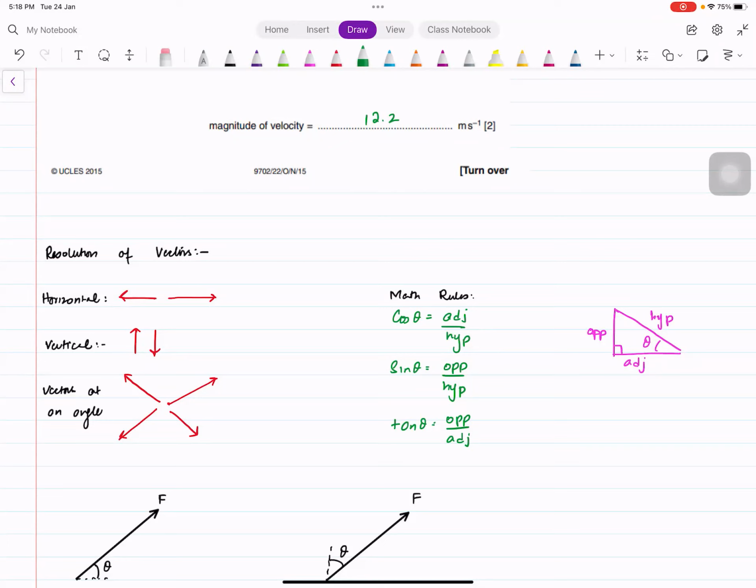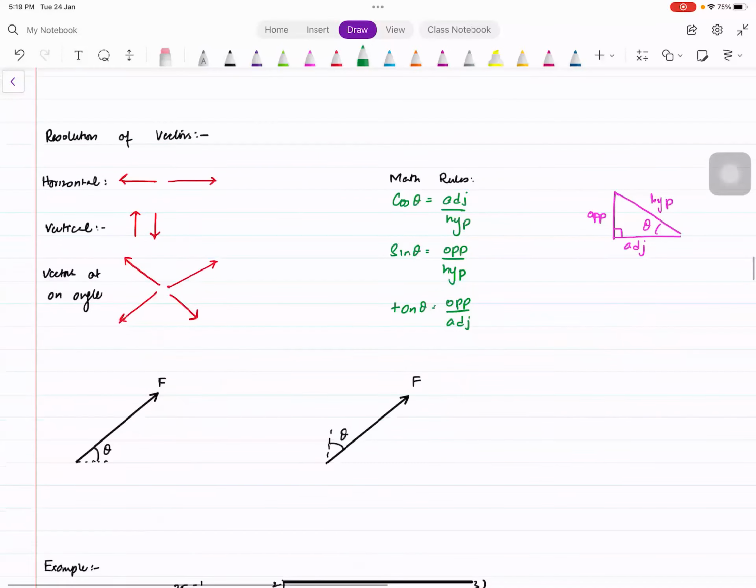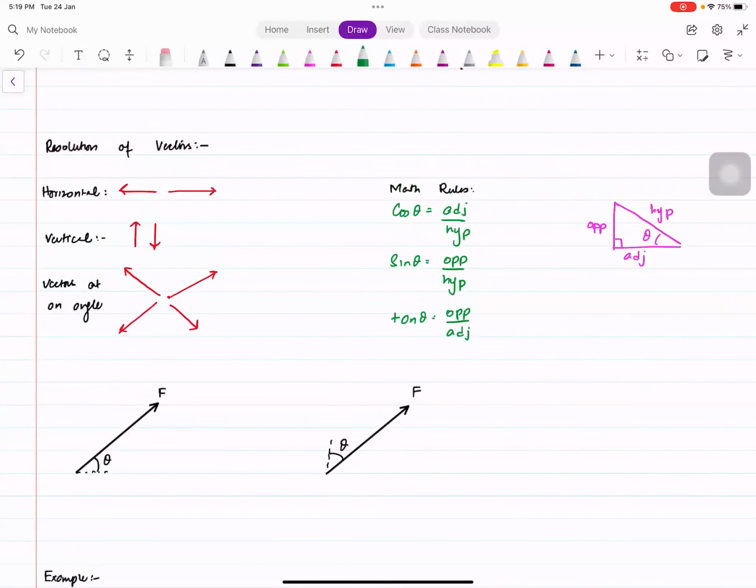For example, if we have a vector like this and we want to break it down, you're going to make two components such that one has to be like this and the other has to be like this. The original vector that we've broken into its vertical and horizontal components must be somewhere in the middle of these two, and angle theta is given here.